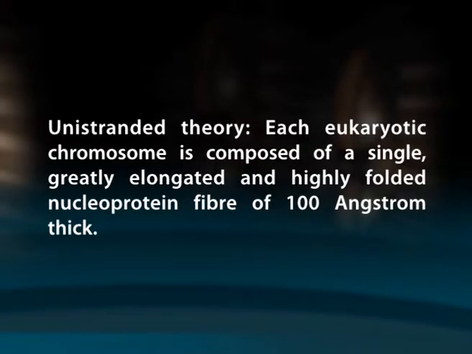According to the recent and widely accepted theory of Dupraw and Hans Ris, called the unistranded theory, each eukaryotic chromosome is composed of a single, greatly elongated and highly folded nucleoprotein fiber of 100 angstroms thick. This nucleoprotein fiber is in turn composed of a single linear double-stranded DNA molecule, which remains wrapped in equal amounts of histone and non-histone proteins and variable amounts of different kinds of RNA. Dupraw produced a folded fiber model to show the ultrastructure of the chromosome.